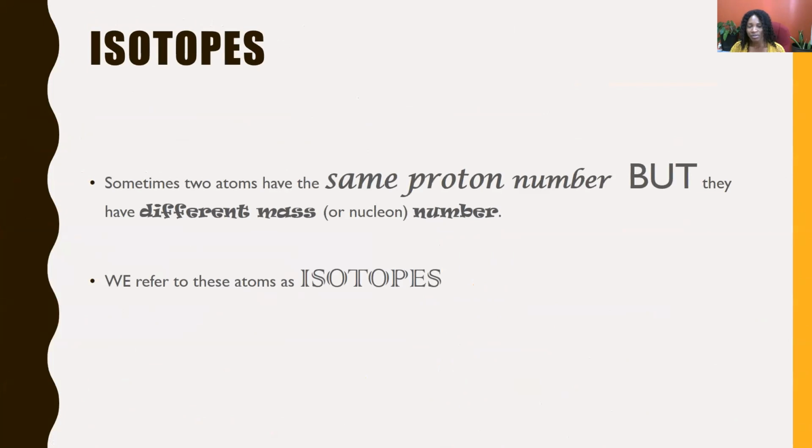So sometimes two atoms have the same number of protons, but they have a different mass number. In this case, we refer to these as isotopes. So isotopes are the same element, they have the same proton number, but they have different mass numbers.